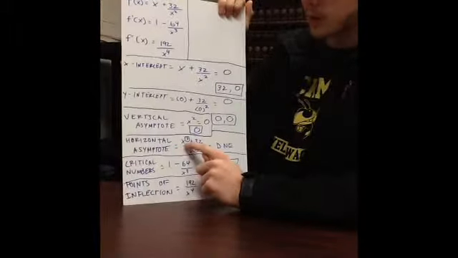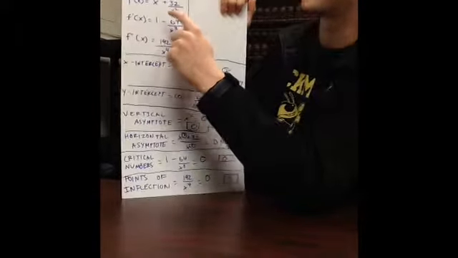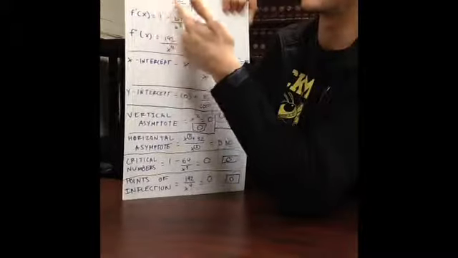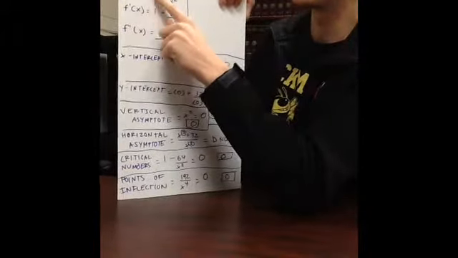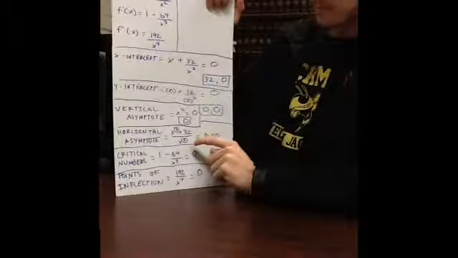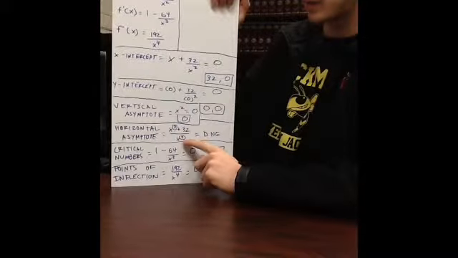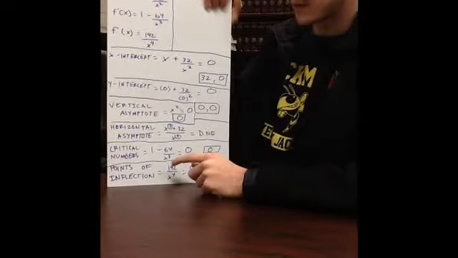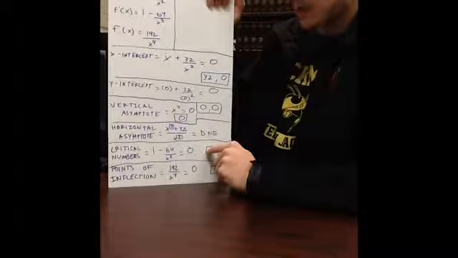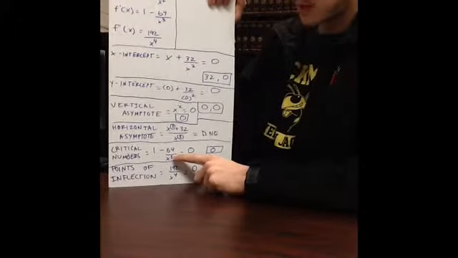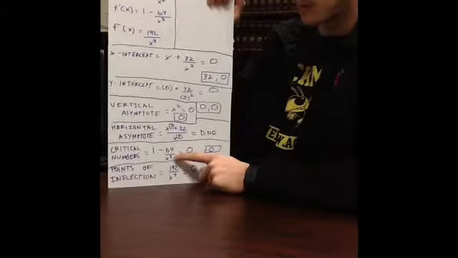And then for our horizontal asymptotes, we multiplied the top by x squared so we can make it one fraction. Then we have x cubed plus 32 over x squared. Since the top power is more than the bottom, it does not exist. And then our critical numbers: we took our f prime and set it equal to 0, and we got 0 for that since the bottom is x cubed, so we have 0 for the bottom.